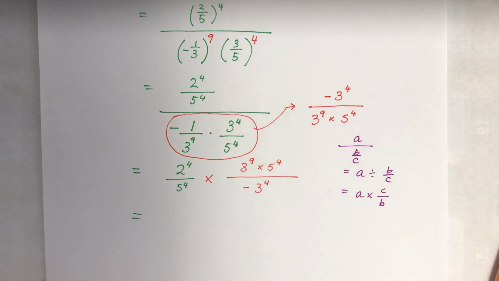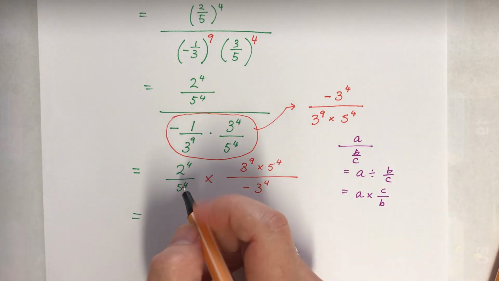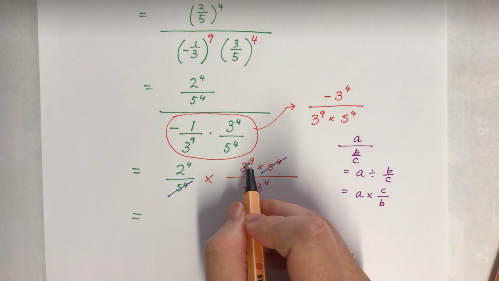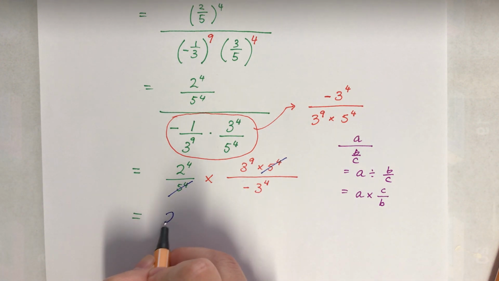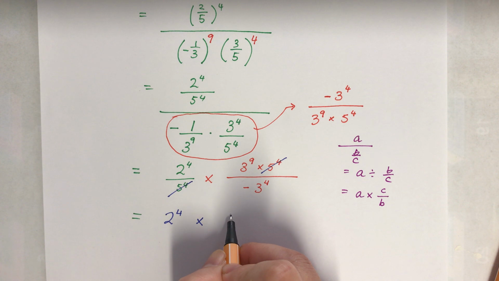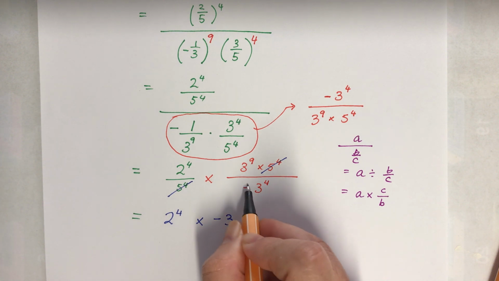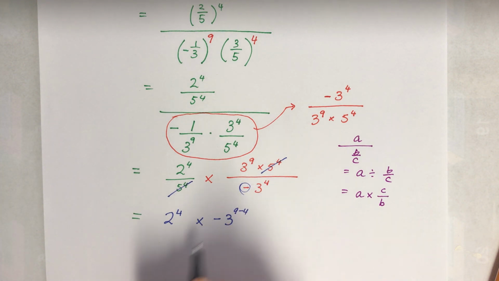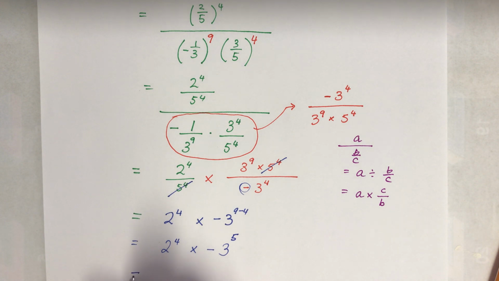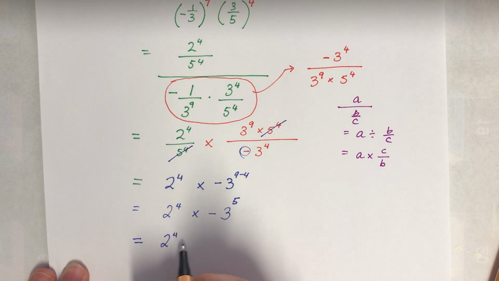And I can see something I can cancel here. I can cancel this. And I can simplify this, okay? Because that's like a 9 take away 4. So I'm going to write that. And then minus, I'm going to keep that minus. 9 take away 4, isn't it? Because it's divided by. So what I've got is 5. Okay, so my final answer is 2 to the power of 4, I'm going to put the minus in the front, times 3 to the power of 5.